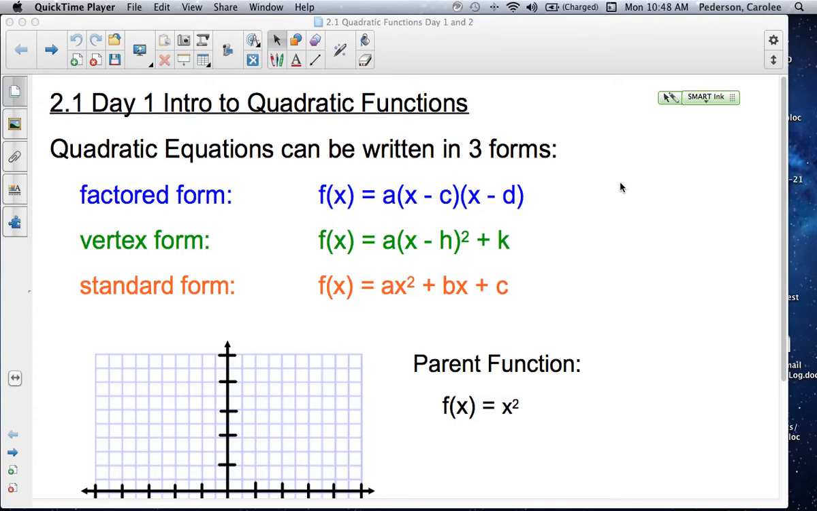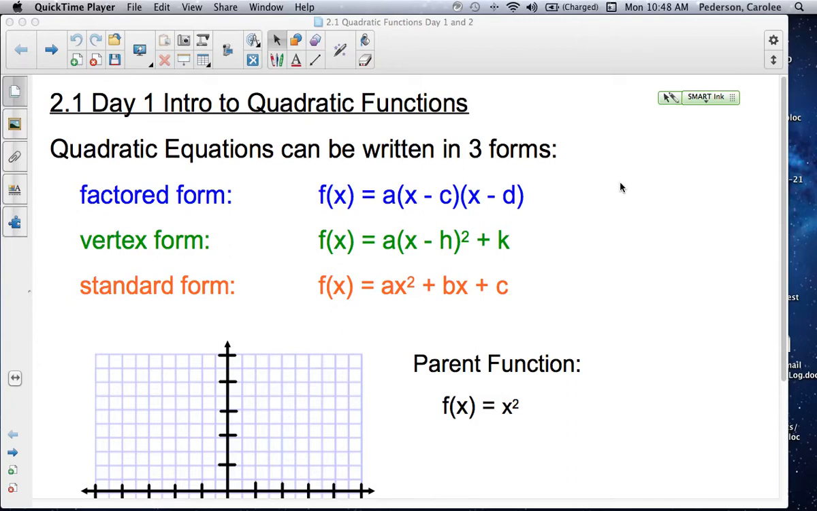This is pre-calculus lesson 2.1, day 1, introducing quadratic functions again. This first slide should be a nice review for you. We've already been talking a lot about parent functions of quadratics.